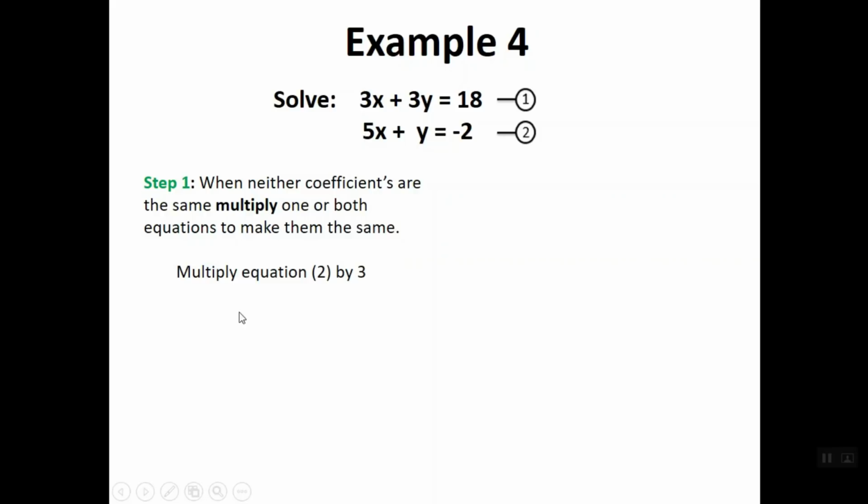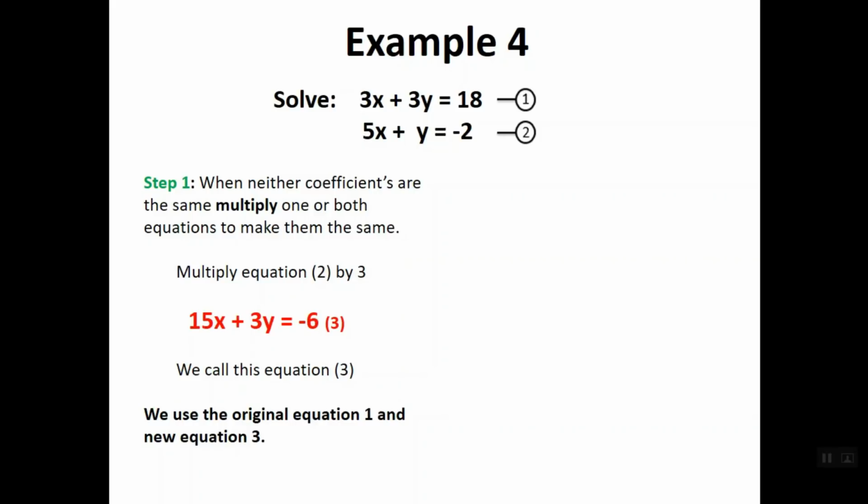So I'm going to do 3 times 5x, which will give me 15x, 3 times y, which will give me 3y, and 3 times negative 2, that gives me negative 6. And I'm calling this equation 3. Now my next step, guys, is to use the original equation 1 and the new equation 3, and you would agree that we're using equation 1 and new equation 3 because the coefficient of the y in those two equations is now 3. So step 2, which should have been our first step if the coefficients were already the same anyway, but in this case it now becomes step 2 for this type of question.